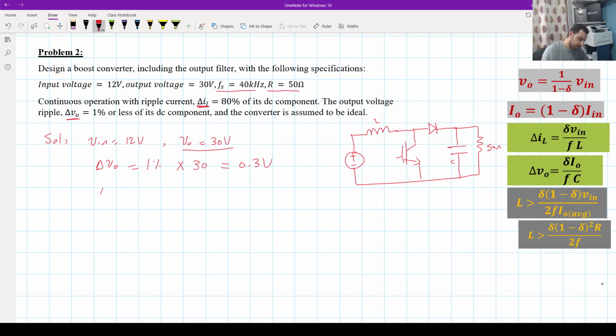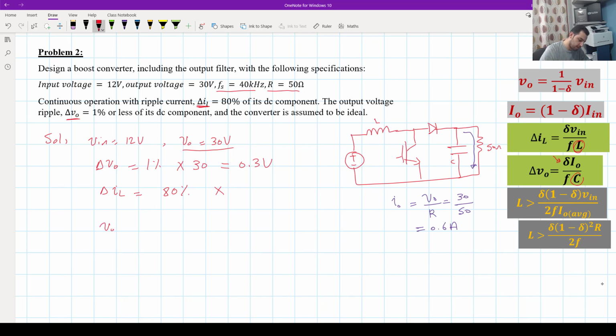What about delta IL? Delta IL equals 80% of the DC component. What is the DC component? We want to know the current going through that resistive load here. The current of the output here equals the voltage divided by the resistive load. And I think the output voltage is 30 divided by 50, and that will give us a value of 0.6 ampere. And now if we want to calculate the value of the inductance here, or the capacitance, we want to know the delta first, okay? So what is the delta value?